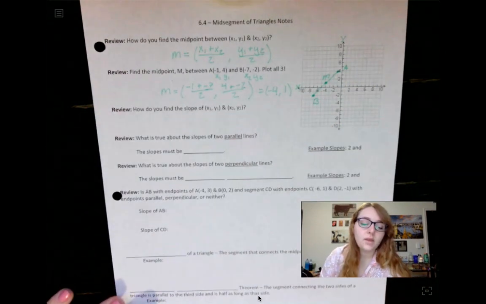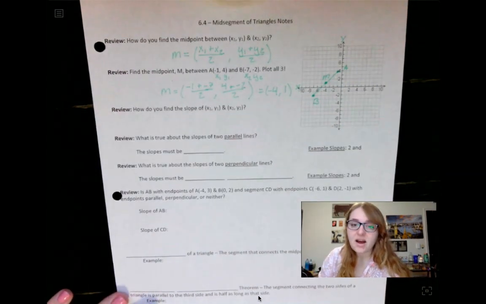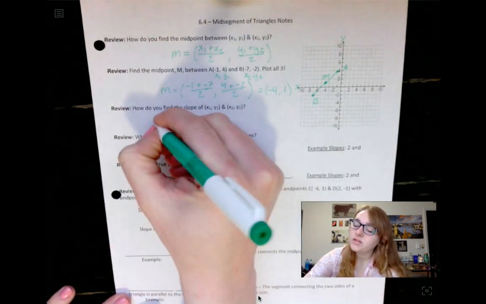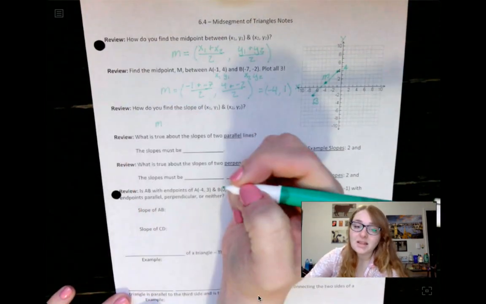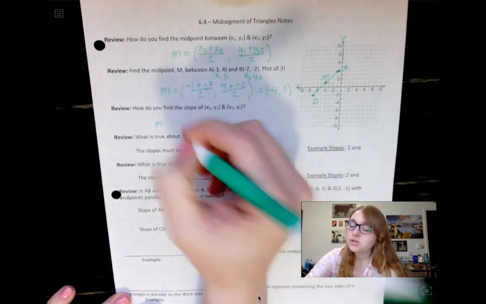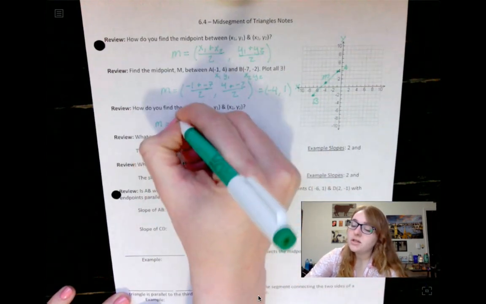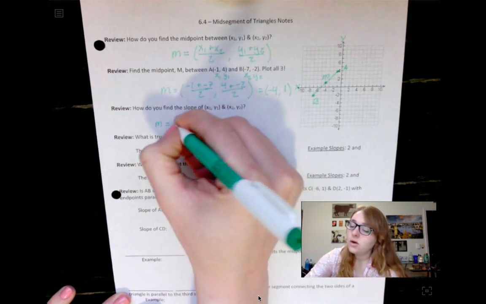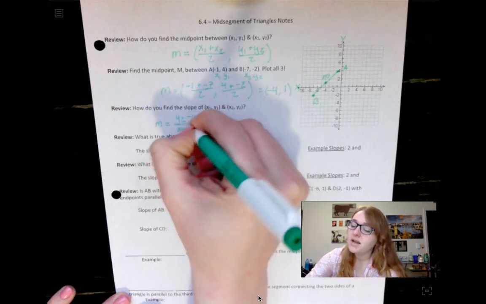Our second piece of review is how are we going to find the slope? What is our slope equation? Okay, so our slope is notated with a lowercase m for slope, and that equation is y2 minus y1 over x2 minus x1.